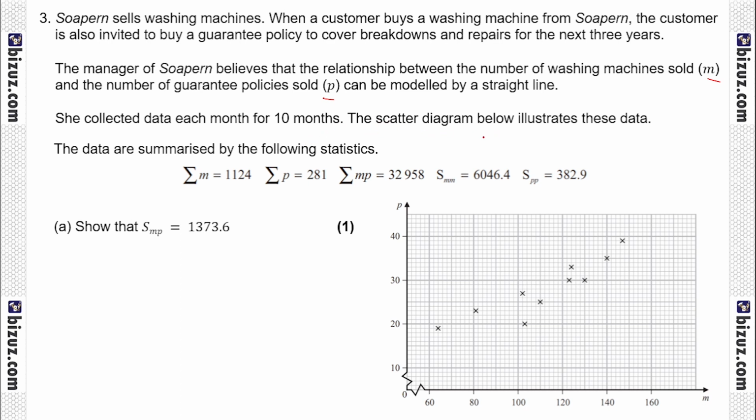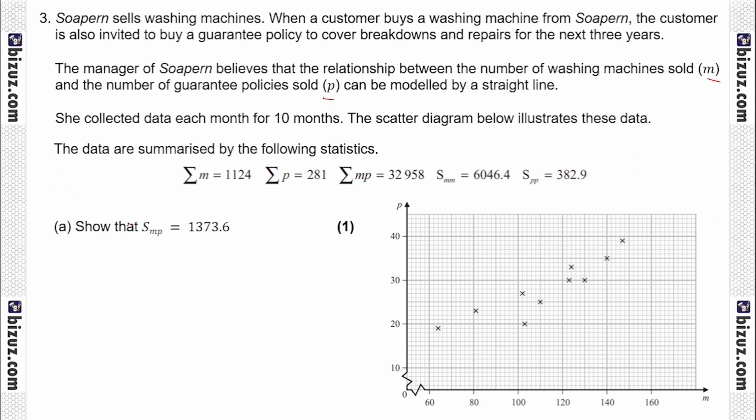The scatter diagram below illustrates these data. The data are summarized by the following statistics. So we have the sum of M is equal to 1124, the sum of P equals 281, and so on and so forth. And we also have these two. The summary statistic S sub double M is equal to 6046.4, and the summary statistic S sub double P is equal to 382.9.